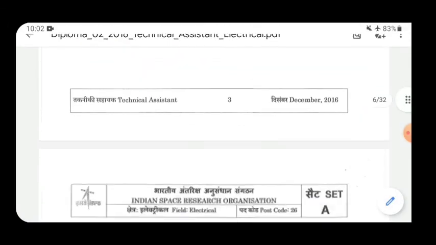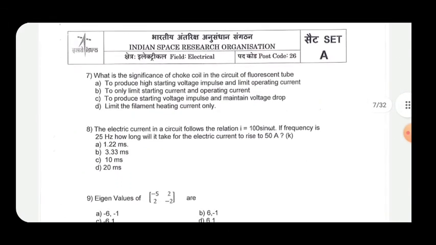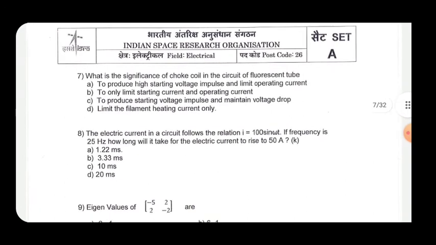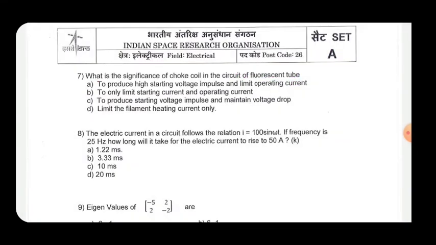Next is question number 7. What is the significance of the choke coil in the circuit of a fluorescent tube? In a fluorescent tube, what is the major role of the choke? It produces a high starting voltage impulse at the time of starting, and it also limits the operating current. So these are the two operations of the choke.